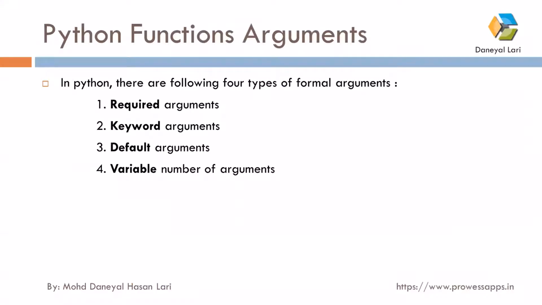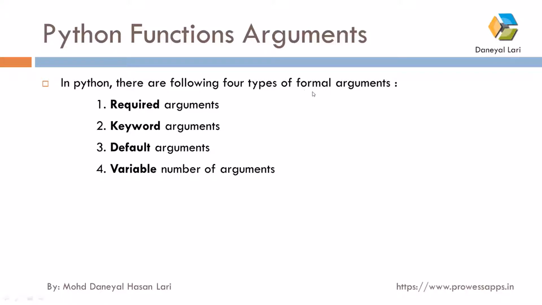So what is meant by argument types? First, understand how many types of arguments you can define. In Python, there are four types of formal arguments that you can define in a function. One is called the required argument. Second is the keyword argument. Third is called the default argument, and fourth is called the variable number of arguments.